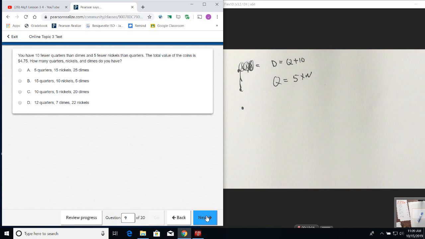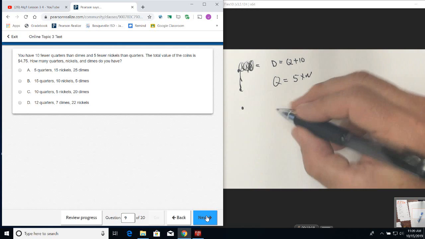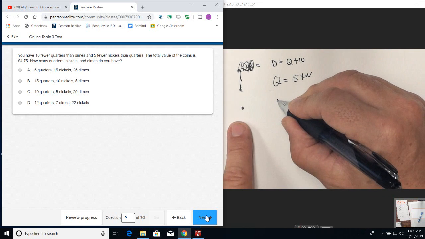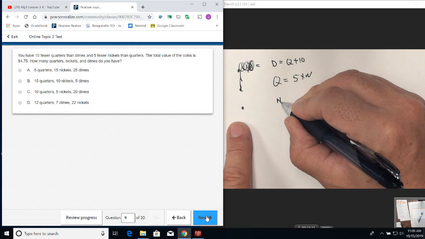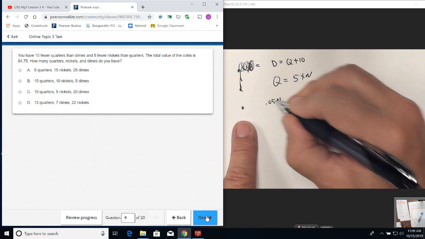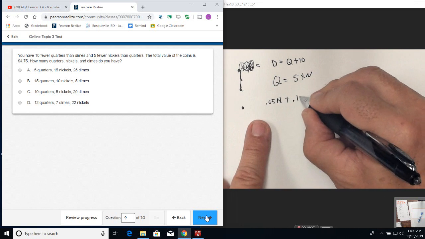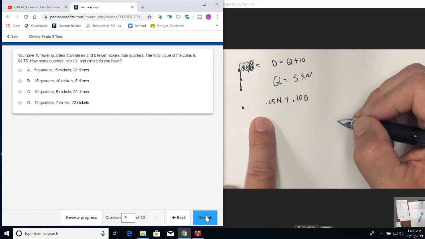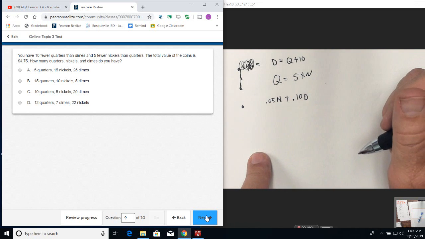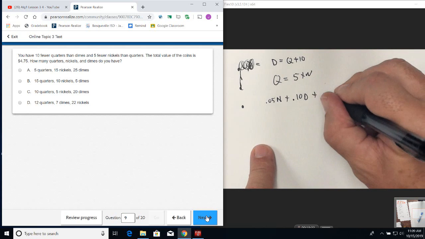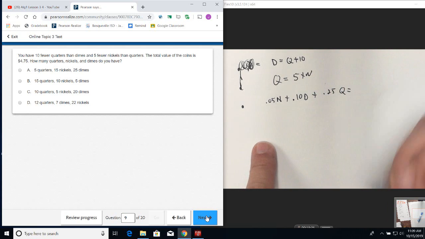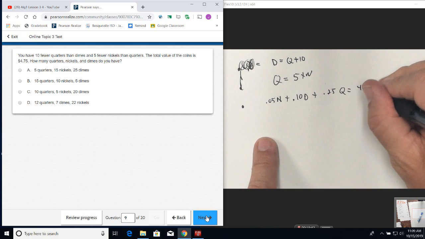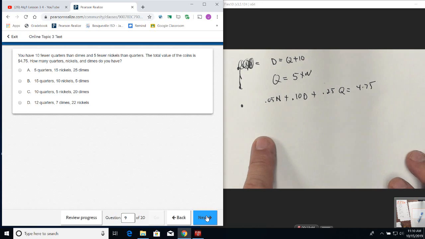And it says the total value of the coins is $4.75. So the value of the nickel is 5 cents per each of those, plus the value of the dime is 10 cents per each of those, and that's D. And then the value of the quarters is 0.25 times Q, and that's equal to what? What's the value of all of them if I add it all together? $4.75.